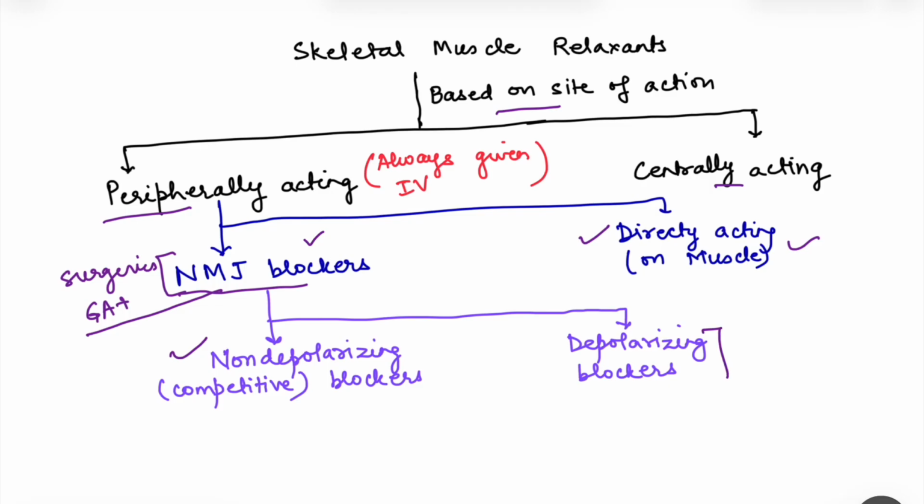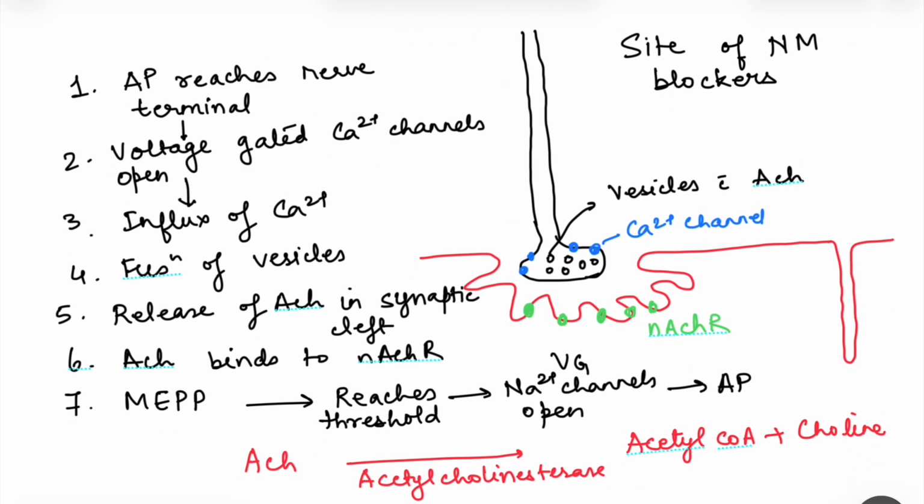Then we will see that depolarizing blockers are used for small procedures like endotracheal intubation, bronchoscopy, etc. While centrally acting drugs are used to decrease the muscle tone in diseases in which there is increased tone, like chronic spastic conditions, acute muscle spasms, and tetanus. While peripherally acting drugs, these neuromuscular blockers, are used for surgeries. So let us see the mechanism of action of these neuromuscular blockers.